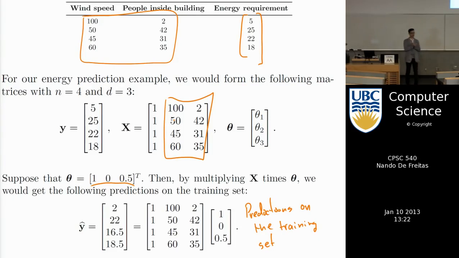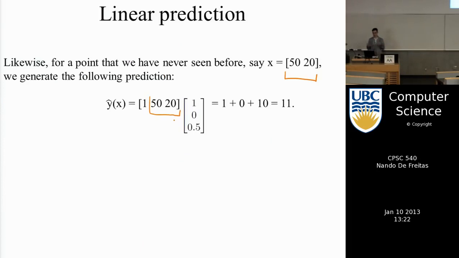And then in order to make new predictions, you just need to form the vector x again and then multiply times theta. So it's all matrix vector multiplication.